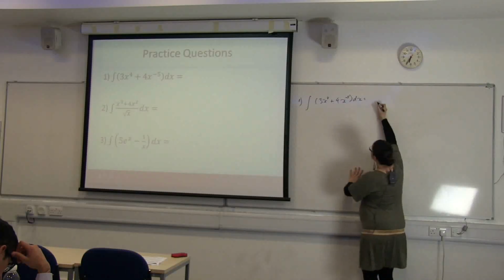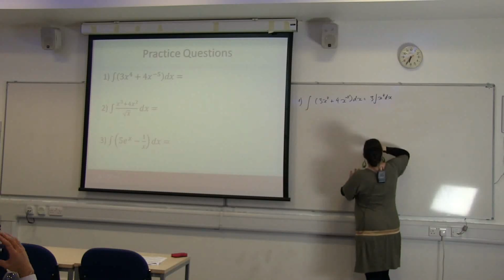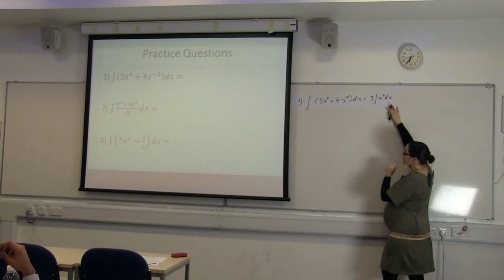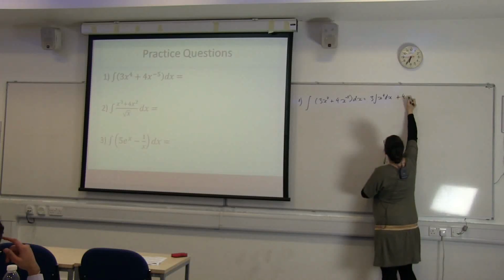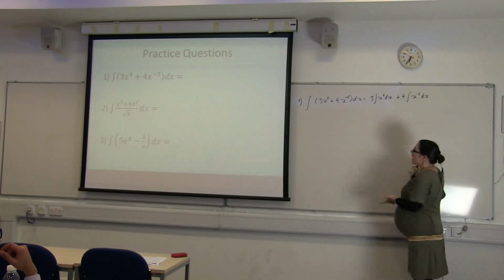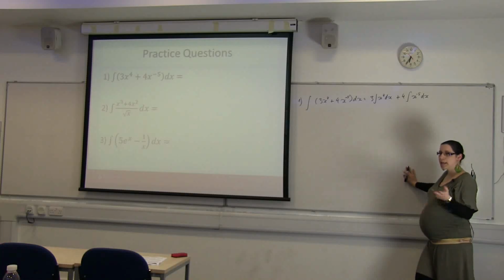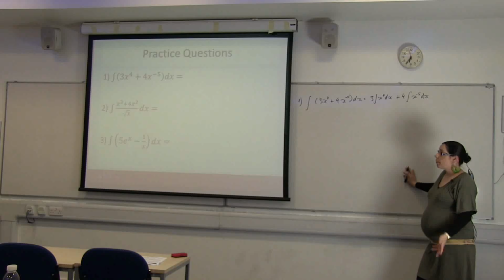So I can rewrite this as 3 times the integral of x to the 4 dx. Don't forget that you need to bring in the dx as well, plus 4 times the integral of x to the minus 5 dx. Now, those two integrals look a lot more friendly, because they're just simple power rules, and you can just apply that rule term by term.